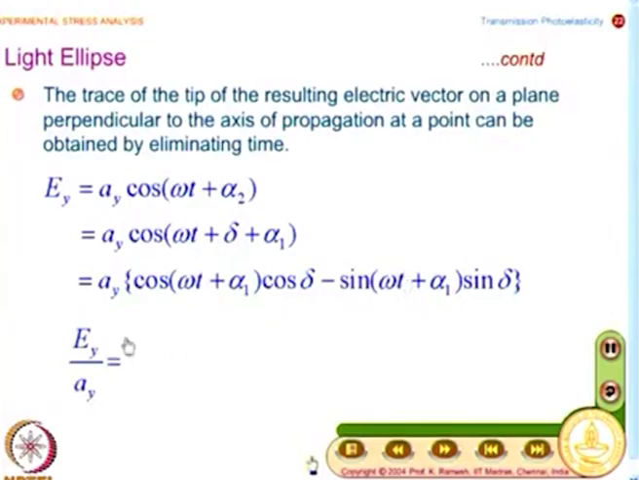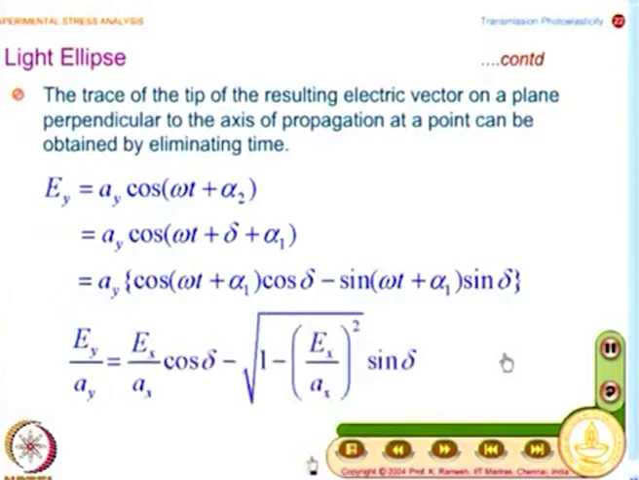So, now I will have an expression only consisting of E y, A y, E x, A x and expression involving delta. You could simplify it. Can you write it in this fashion? It is straightforward, you could do it easily, and when I do that, I get the expression like this. So, I have this as E x by A x cos delta minus square root of 1 minus E x by A x whole square into sin delta.